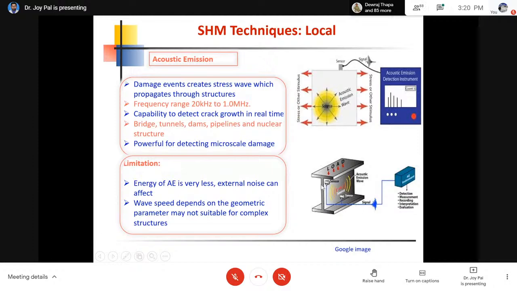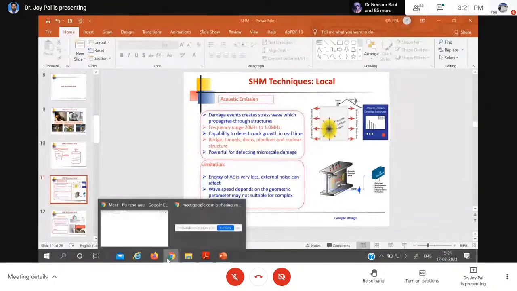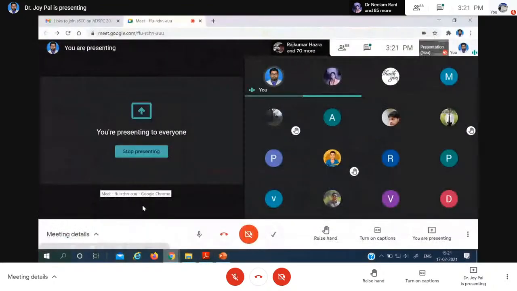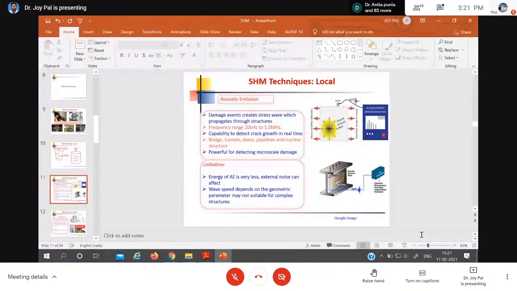You can see some acoustic emission sensors. Yes? Any questions? Am I audible to you? Yes, sir. Okay. Shall I continue? Yes, sir. Okay.